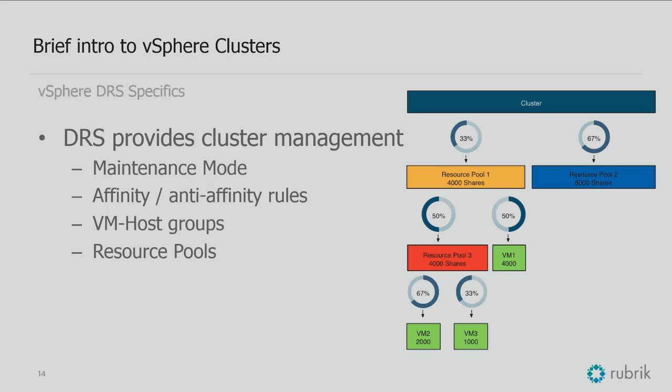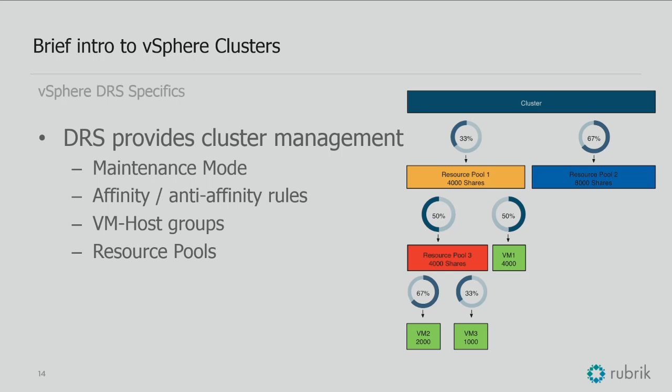But DRS is the enabler for that. So it allows you to enable maintenance mode and then automatically move virtual machines around to where they fit best based on the demand they have from a resource perspective. So even during maintenance mode, it goes back and sees where it actually can place that virtual machine in the best manner. On top of that, there are things like affinity rules.